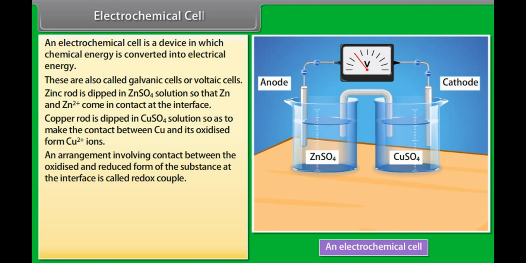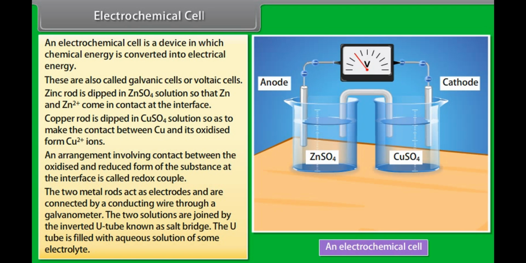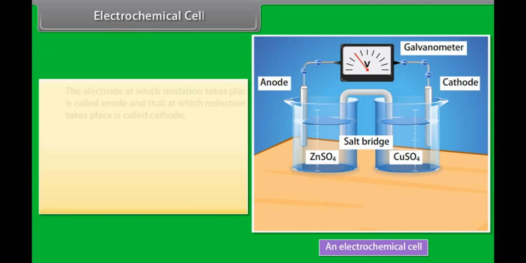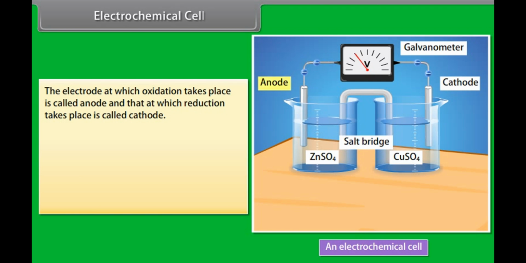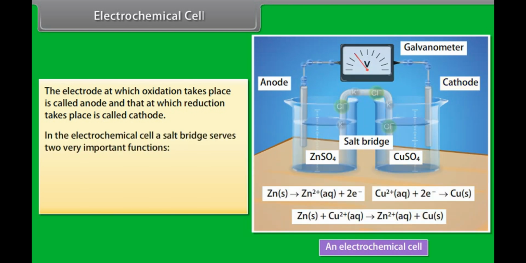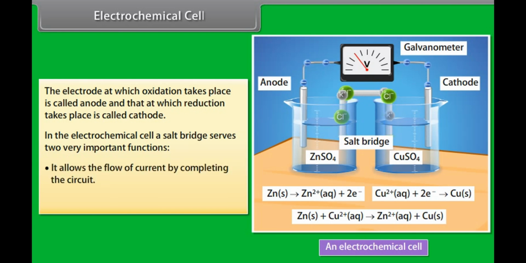An arrangement involving contact between the oxidized and reduced form of the substance at the interface is called redox couple. The two metal rods act as electrodes and are connected by the conducting wire through a galvanometer. The two solutions are joined by the inverted U-tube known as salt bridge. The U-tube is filled with aqueous solution of some electrolyte. The electrode at which oxidation takes place is called anode, and that at which reduction takes place is called cathode. In the electrochemical cell, a salt bridge serves two very important functions. It allows the flow of current by completing the circuit. It maintains electrical neutrality.